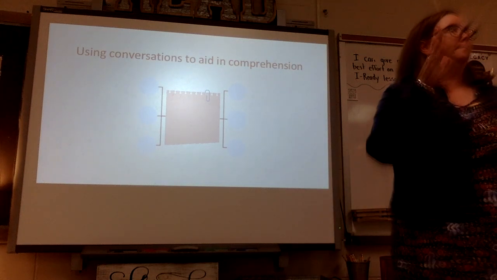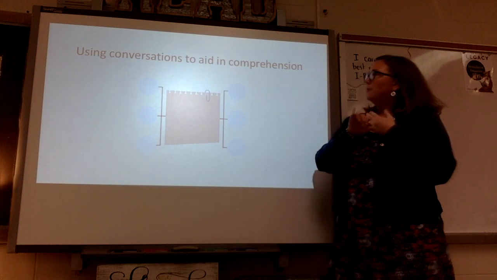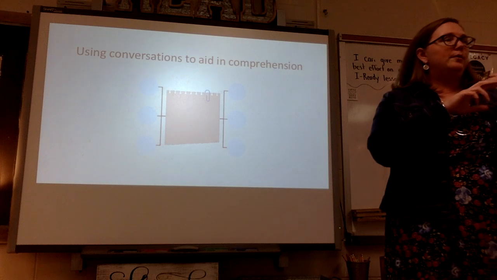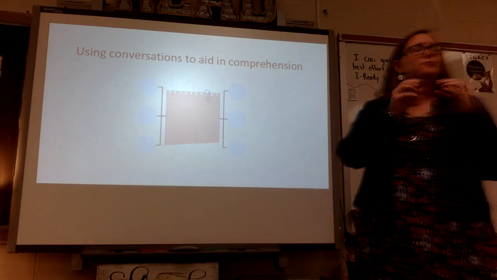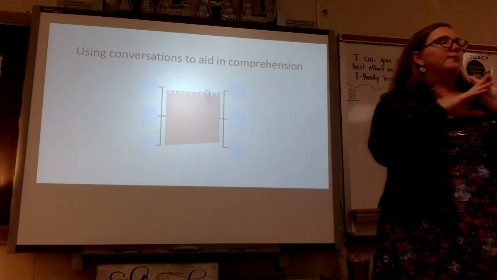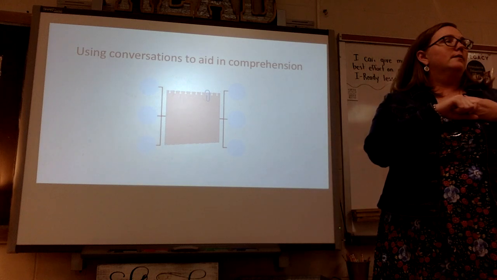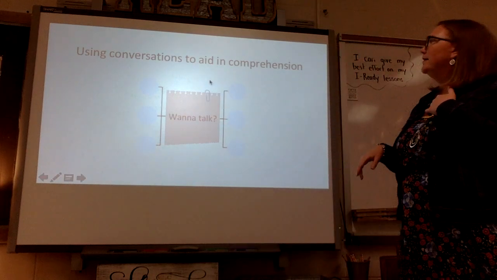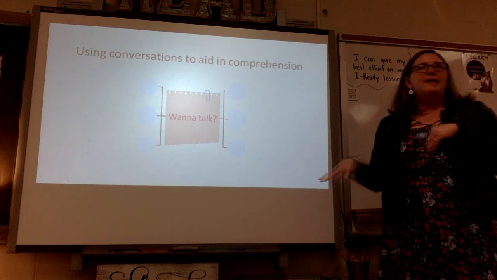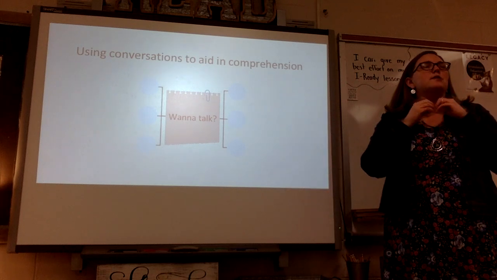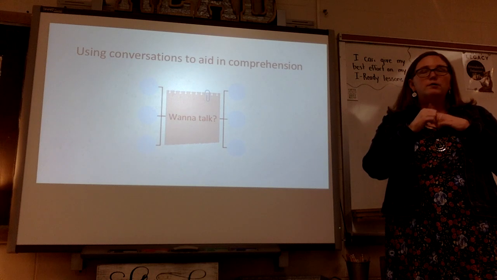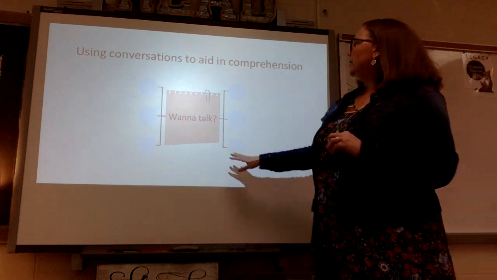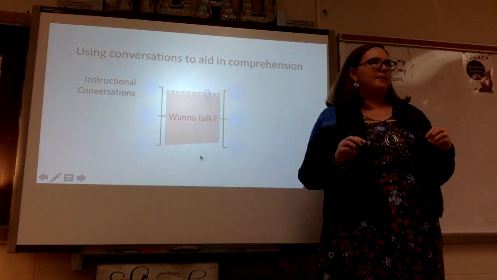Okay, so we've covered the QAR strategies. We have covered close reading by using double entry journals, looking at close reading of sentence comprehension with anaphoric relationships and connectives. And now we're going to talk about how to use conversations to aid in comprehension. Okay? This might be one of my favorites because there's just so much value in the kids getting to talk to one another and hear from one another and talk to you and hear from you. So many different ways that this can be accomplished.